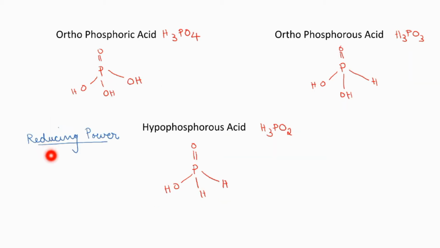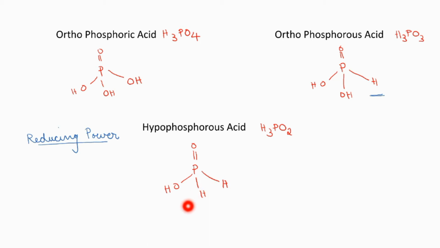In addition to the basicity, you will be getting questions related to the reducing power of these acids. What is the condition for this acid to act as a strong reducing agent? A hydrogen should be directly attached to phosphorus. So in orthophosphorus acid, there is one hydrogen directly attached to phosphorus. Here also hydrogen is present, but that is not directly attached to phosphorus.